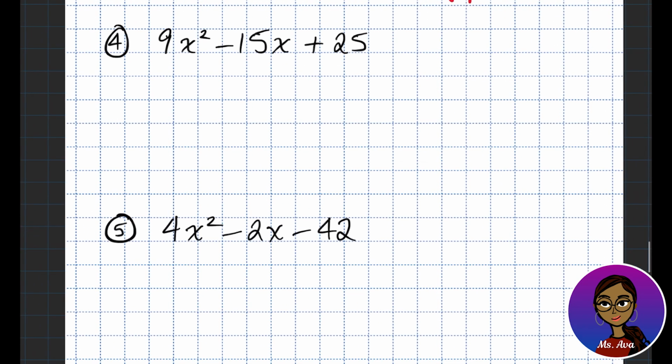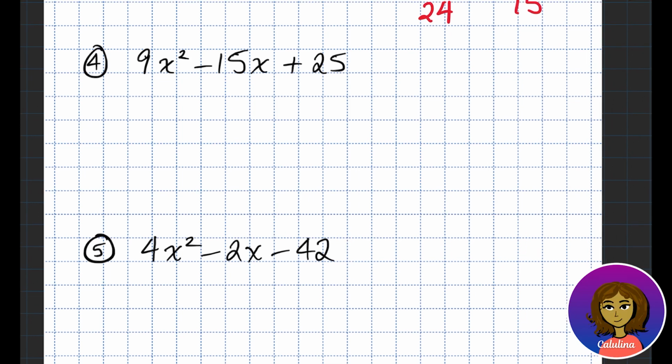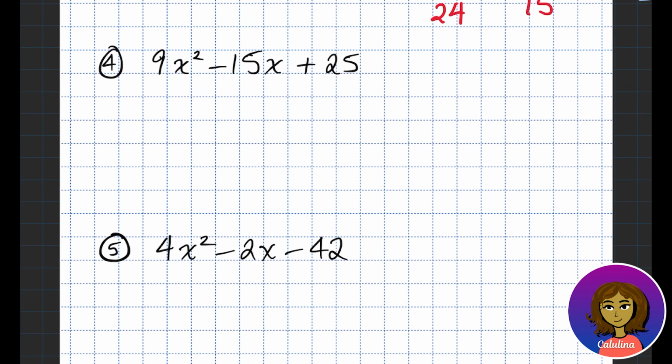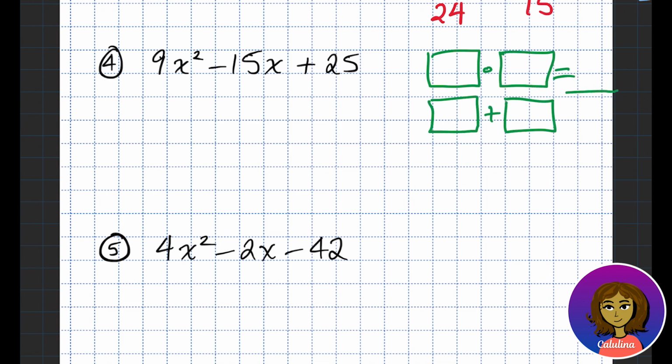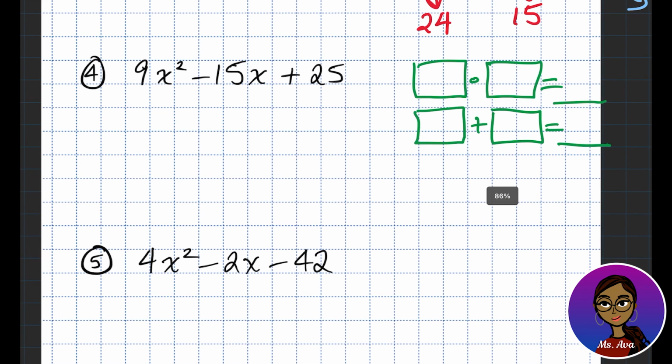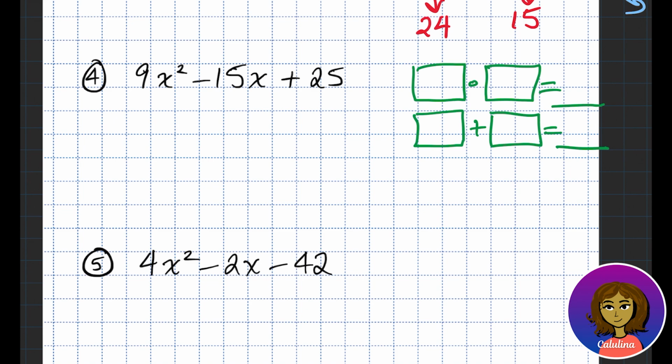So here, what's the first step? Okay, so two numbers that multiply to give you something, and then add up to give you something. Yes, and can you tell me what those are? The bottom one is going to be the negative 15. Awesome. Negative 15 right here.